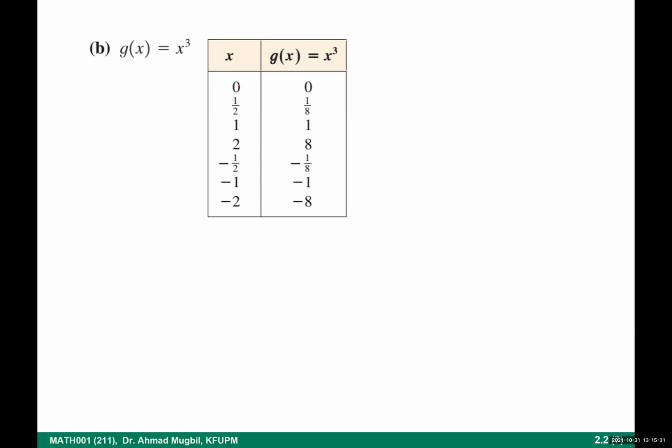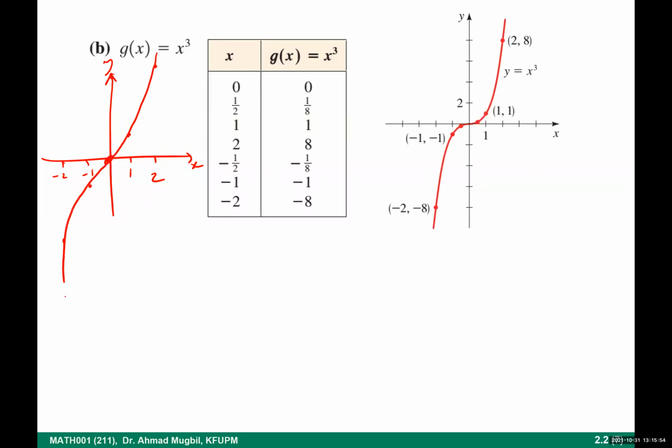So when x is 0, 0. When x is 1, 1. When x is 2, 8. It will go up there. Then when x is negative 1, negative 1. When x is negative 2, negative 8. Now try to connect these also with a curvy curve. You will get the following.